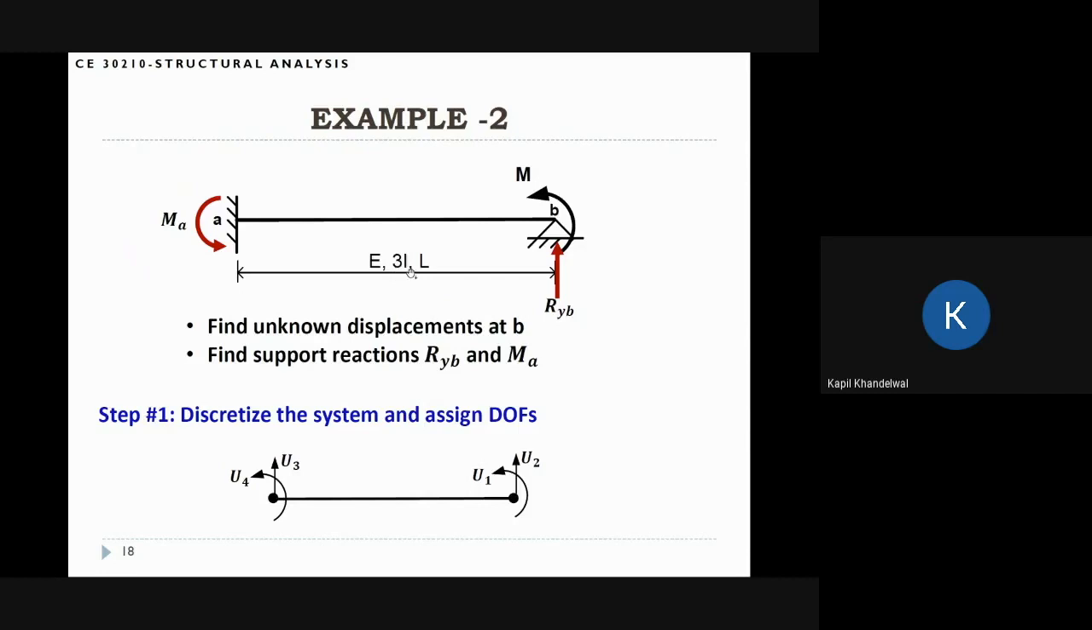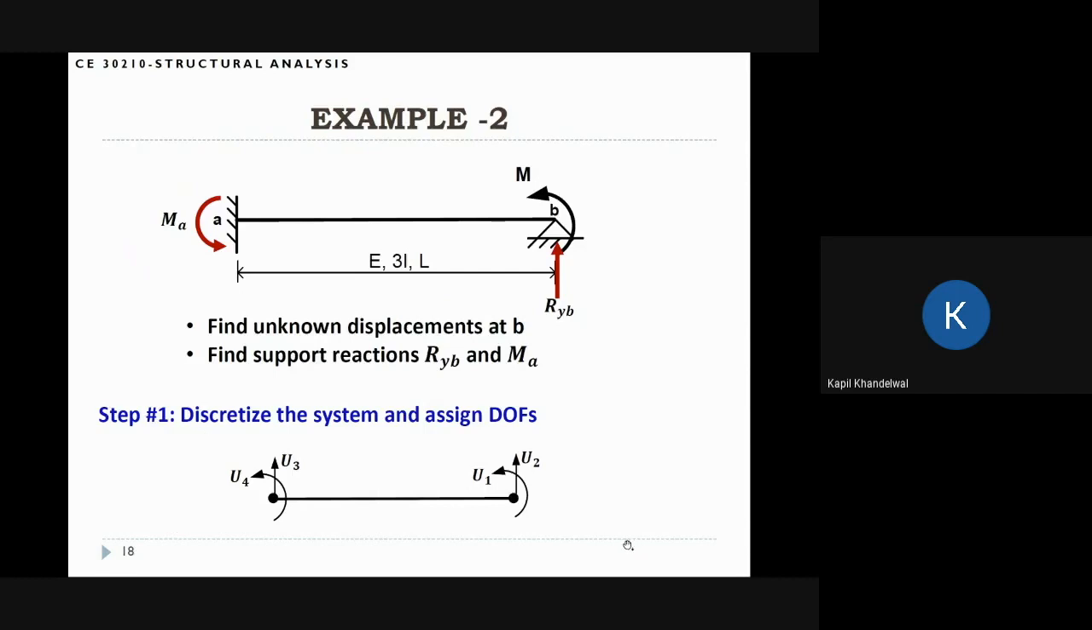And in this case, there is an important thing we have to remember. I put the properties in an interesting way. The modulus of elasticity is E, I is equal to 3I, and L is the length of the member here. And when I put the degrees of freedom, again, we put the free degrees of freedom first. So U1 is the only free degree of freedom, that is the rotation, the first degree of freedom. Then the second is this vertical degree of freedom, 3 is the vertical degree of freedom here, and 4 is the rotation here. So they are the 4 degrees of freedom.